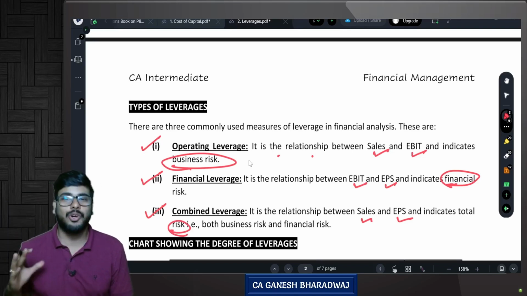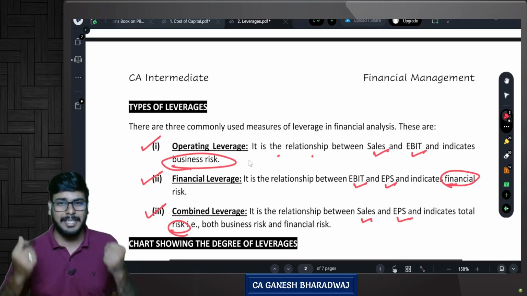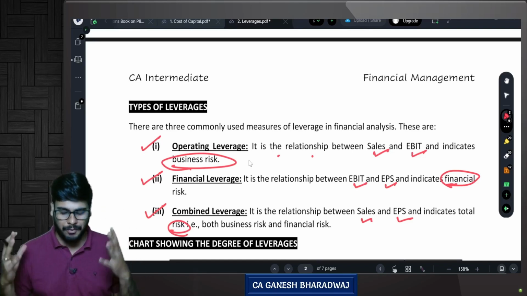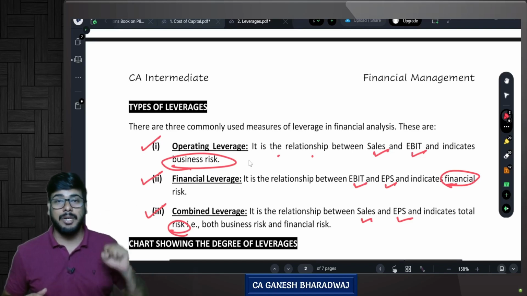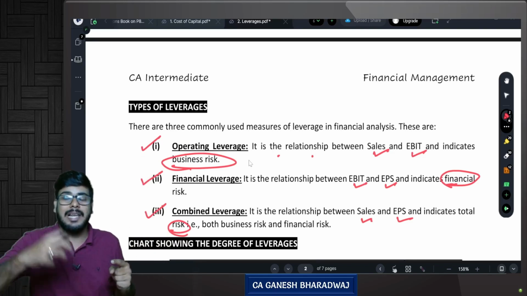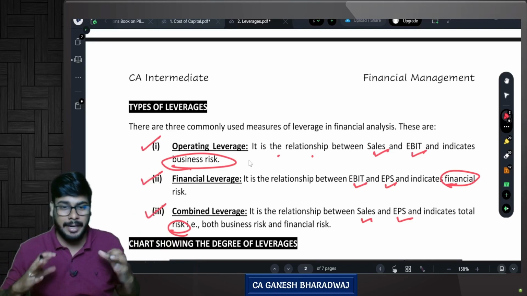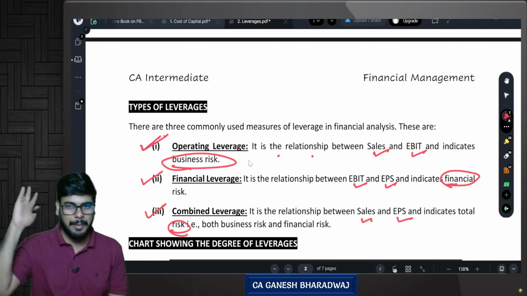Right? Look, it is not just that you read one line and mug up. Absolutely not. This is filled with loads and loads of concepts. Now, let me explain this concept to you. I gave you the meaning of leverage: less efforts, more results. Correct? Let us bring that into the picture. First, let us start with operating leverage.